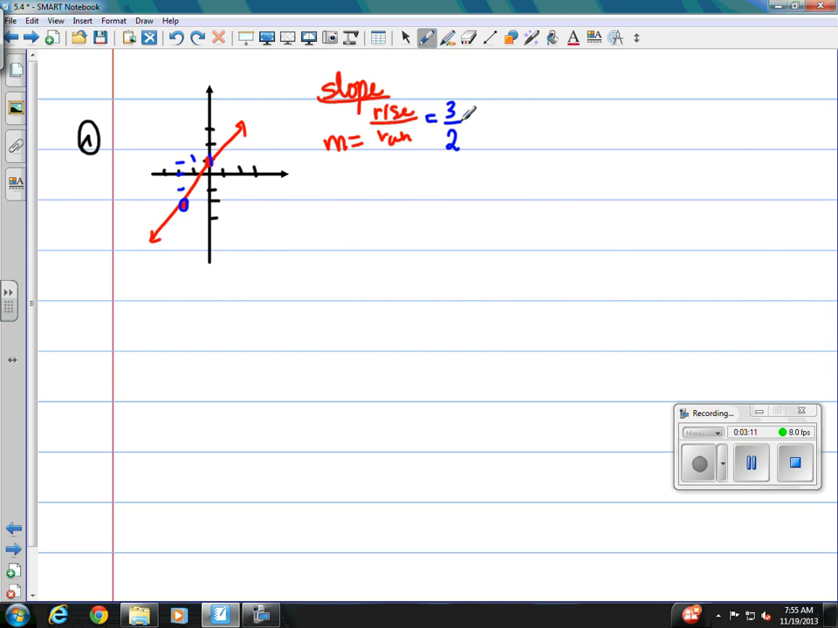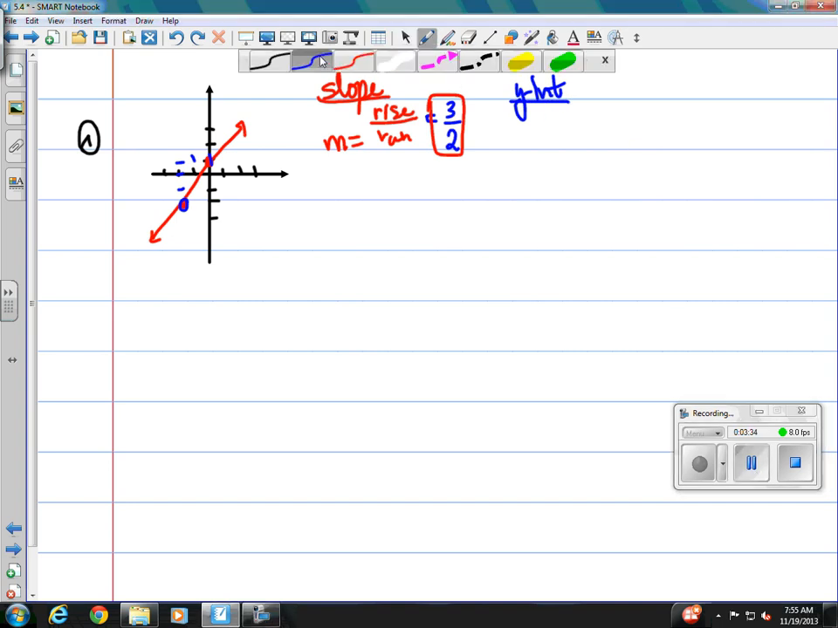Now at this point, you always want to check to see if that can reduce. Can 3 over 2 reduce? No, because 2 can't go into 3 evenly. So this is our slope. Second thing we need to find is our y-intercept, which is our b.